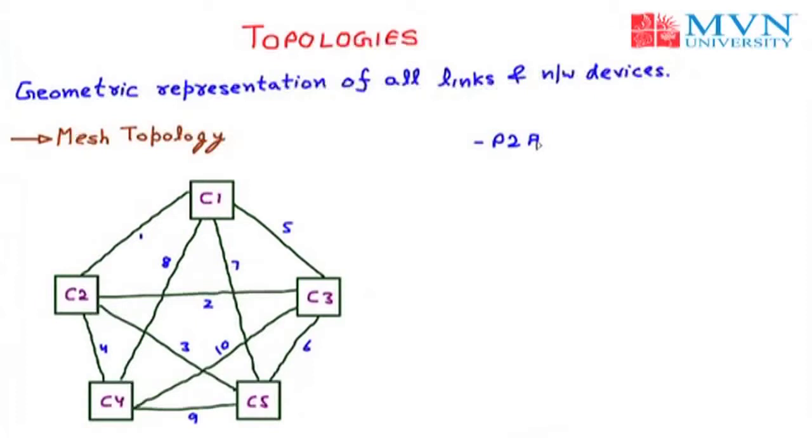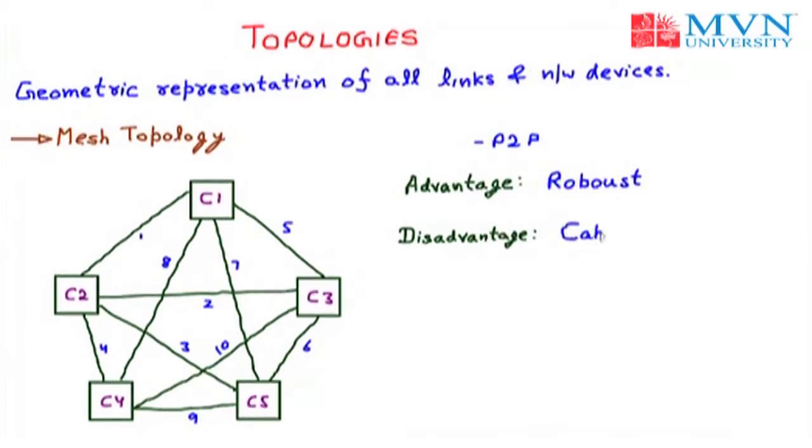And we also have some positives and negatives about the mesh topology. The first one is the advantage of mesh topology. The main advantage of mesh topology is that it is robust. Robust means it is fault tolerant. Fault tolerant means it can handle faults very easily. Next we have the disadvantage of the mesh topology. The main disadvantage of mesh topology is cabling.